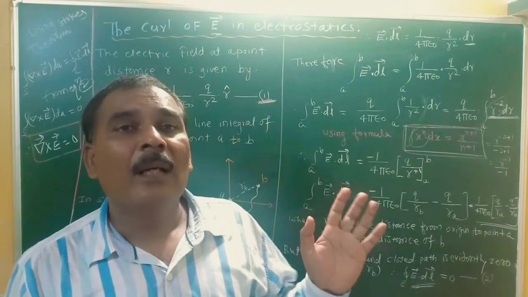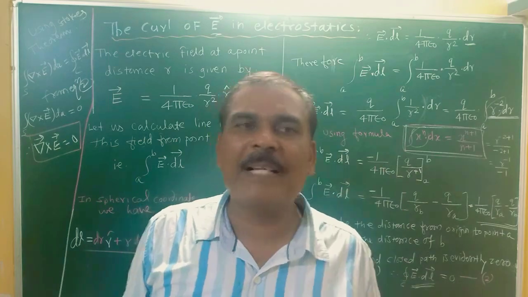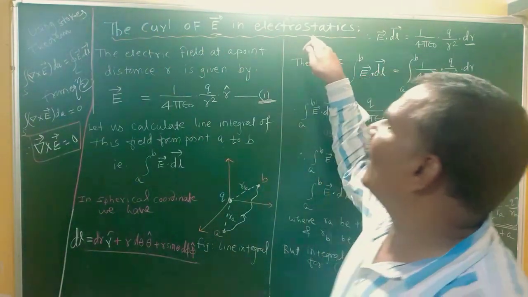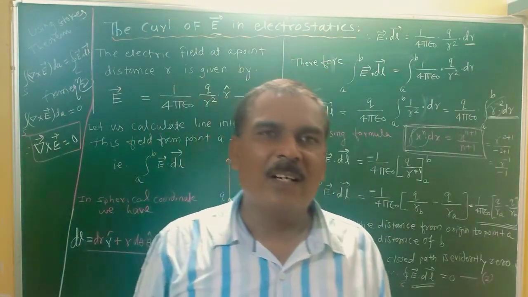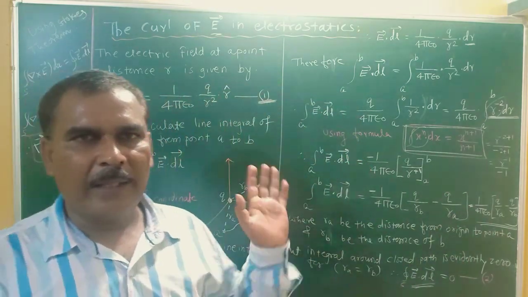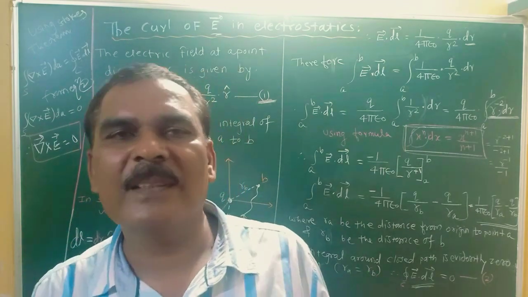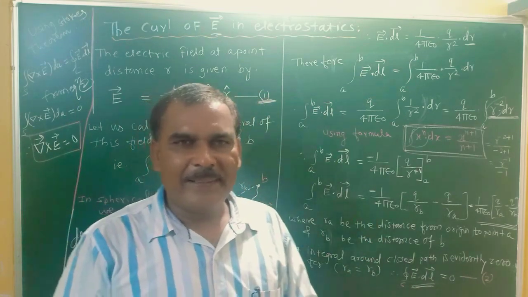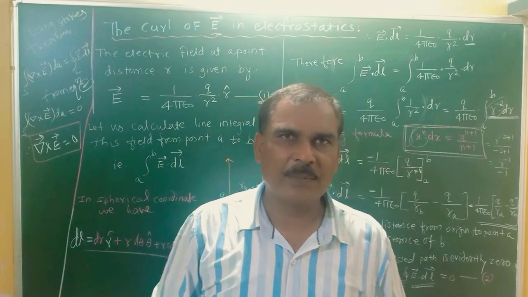See carefully, understand it, revise it, and remember it. A question may be asked on this: derive the relation for the curl of E bar in electrostatics, or write a short note on curl of E bar in electrostatics. Write all these points carefully, revise them and understand them. I hope you understand all the points very neatly and cleanly, and after that write down all these points. Okay, thank you.